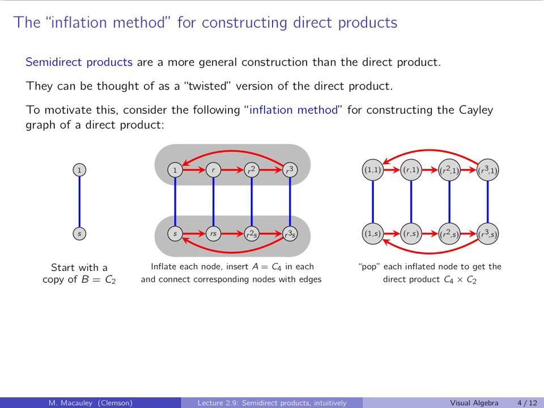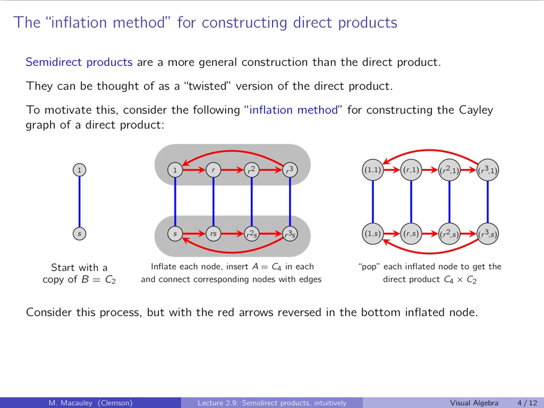Now, when we do this, for any two balloons, we have twins of nodes. And if there's an edge connecting the two nodes in the original Cayley graph, then we're going to put an edge between each corresponding twin node in this inflated copy. And then we take a needle or pencil or something and just pop both of these balloons, and voila, we have our Cayley graph of the direct product C4 cross C2.